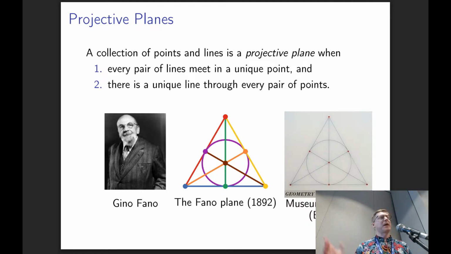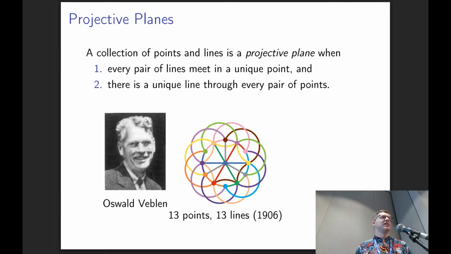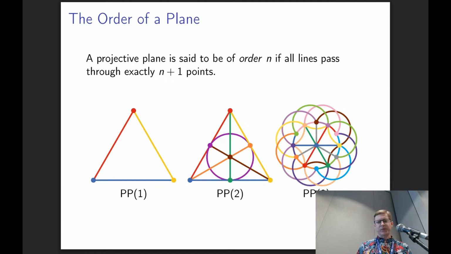Anyway, so can we find anything less trivial than that? This is the next largest case, and it's 13 points and 13 lines. One of the co-discoverers was Veblen in 1906. Okay, so these do exist, and to find the order of a plane, we're going to classify the planes by the number of points on every line. If you have a projective plane of order 1, that means there's 2 points in every line. Projective plane of order 2, 3 points in every line. Projective plane of order 3, there's 4 points in every line. Okay, and we denote by PP n the projective plane of order n.